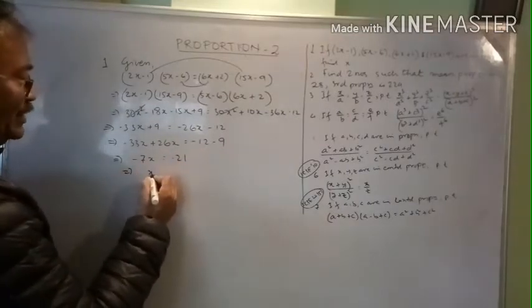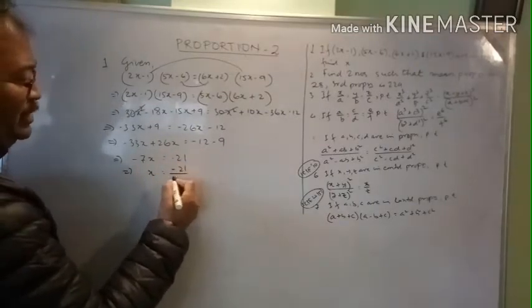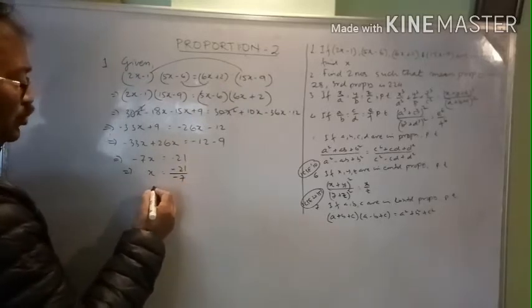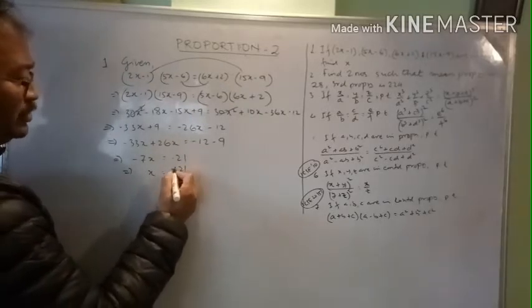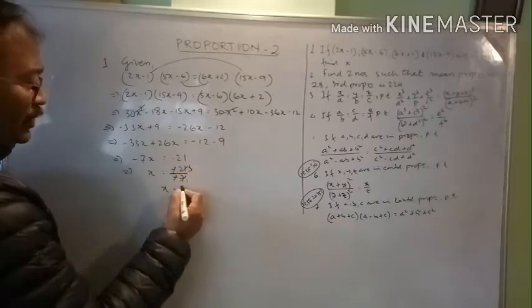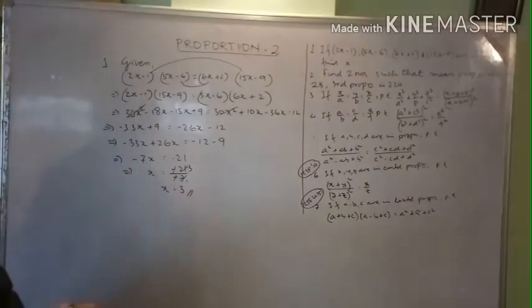This implies x equal to minus 21 by minus 7. So therefore x equal to, this cancels, 7 goes 3 times. So x equal to 3. This is the answer.